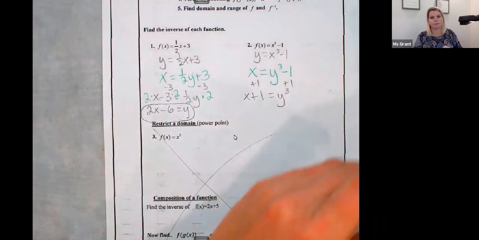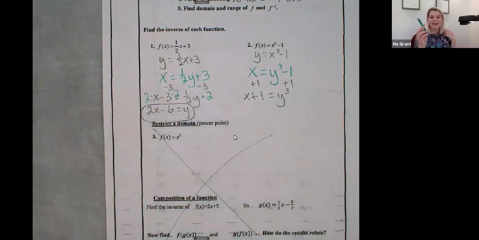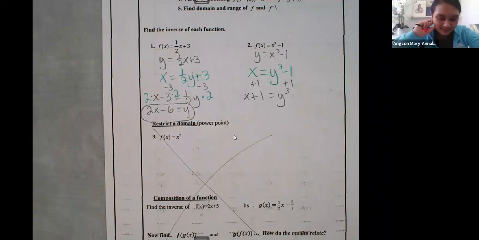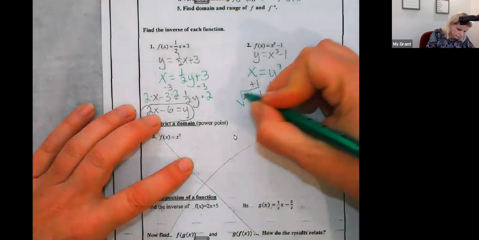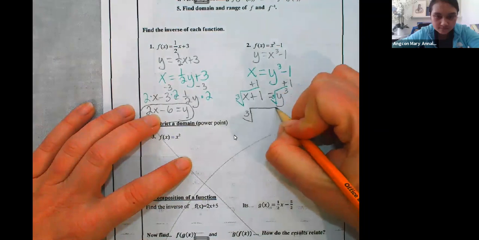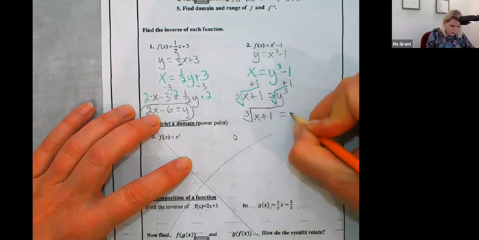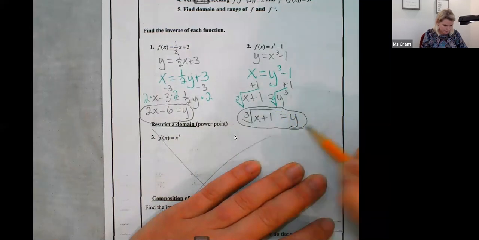Okay. And then I don't know how to say it. You square root it, but with the cube. I forgot what it's called. Cube root. Instead of square root, you say cube root. I cube root both sides. It is tricky, I know. So the cube root of x plus 1 equals y. And that is the answer.